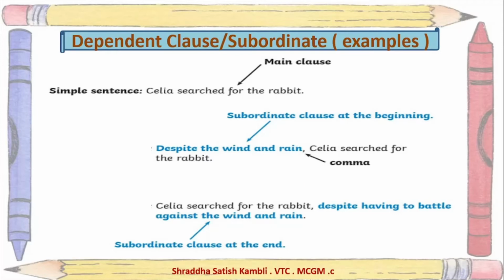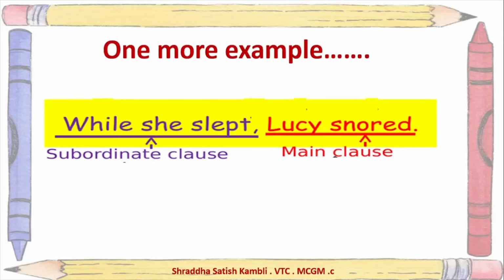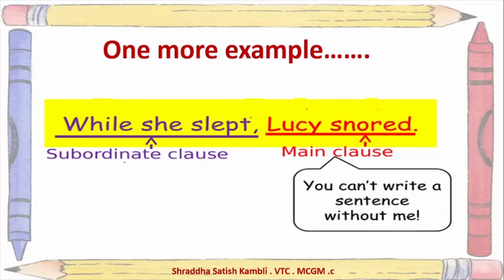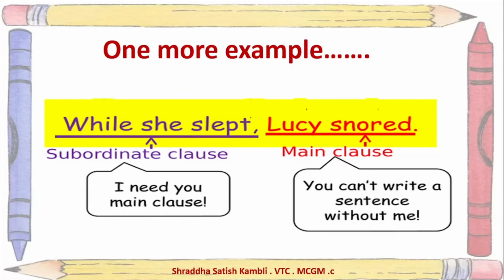Alright, so this is what dependent clauses are. Now we will see one more example. See, while she slept, Lucy snored. Okay, so Lucy snored is the main clause. When did she snore? While she slept. So here, you cannot write a sentence without the main clause. The main clause is saying you cannot write only while she slept. You have to write Lucy snored. Whereas the subordinate clause is saying, I need you, main clause. That is, I cannot make sense without you, O main clause. So now you understood the meaning of dependent clause and independent clause, or in other words, in this case we've called it main clause and subordinate clause, and what is the relationship that they share.